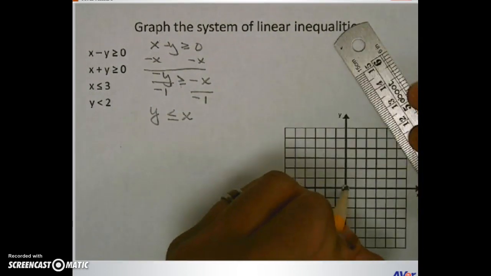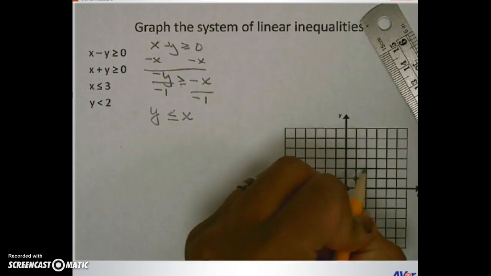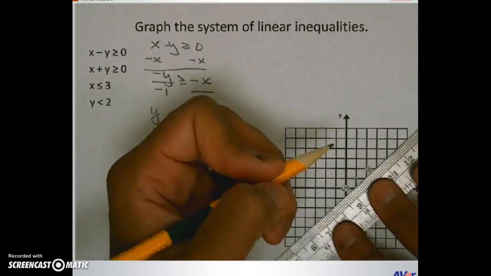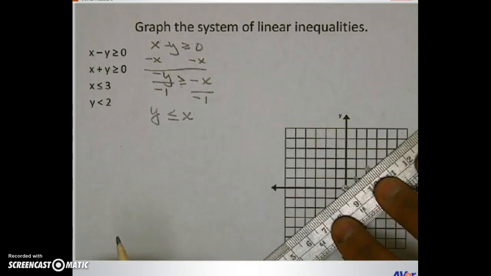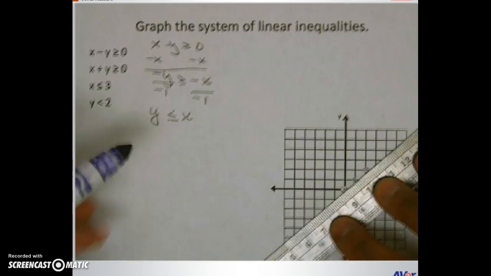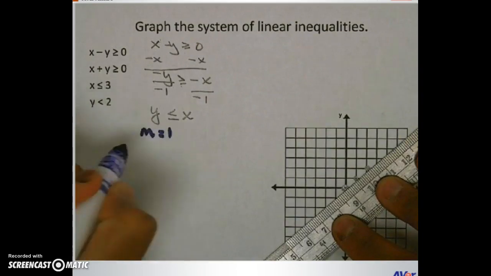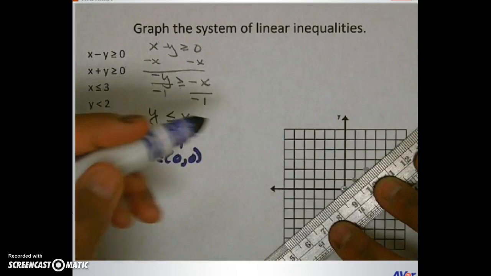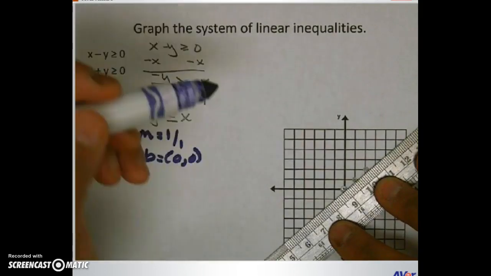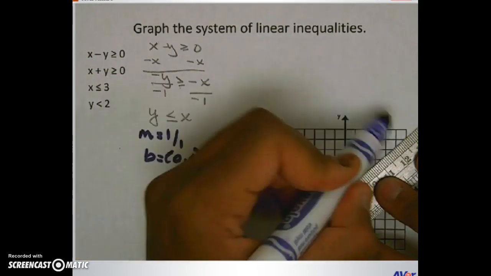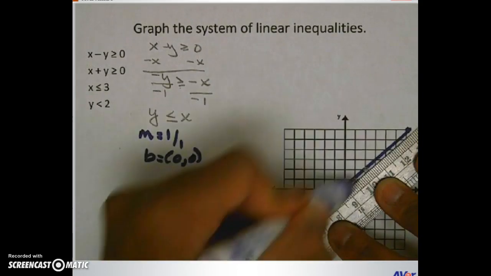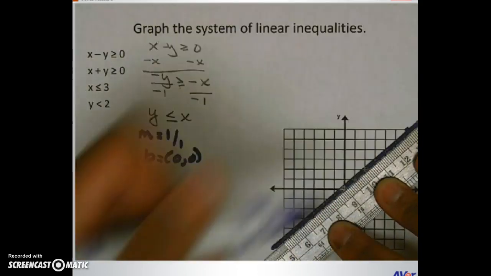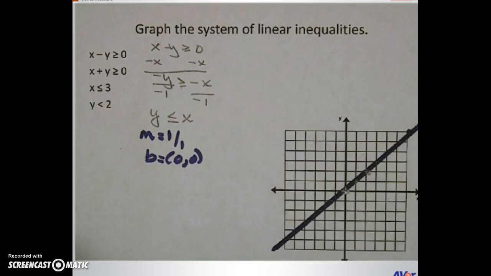Here is 0. I'm going to go up 1, right 1, up 1, right 1. Notice at this point I stopped labeling the m and the b. You can take a moment and do that if you need to. I'm just a little bit advanced, you know. So you can say that the m is equal to 1 over 1 and the b is 0, 0. I feel like we're kind of past that point in our relationship, so I stopped doing it. Solid or dashed? Solid, because it's equal to, and I'm thick right here with the bold, heavy line.